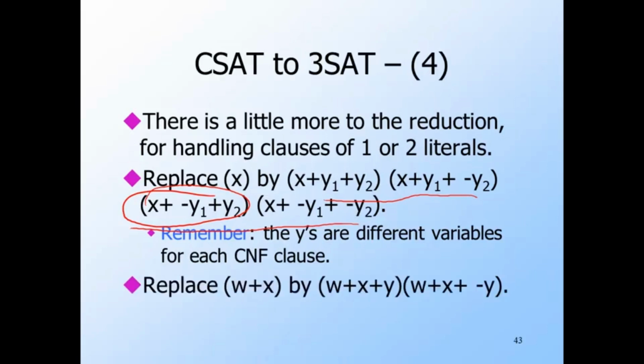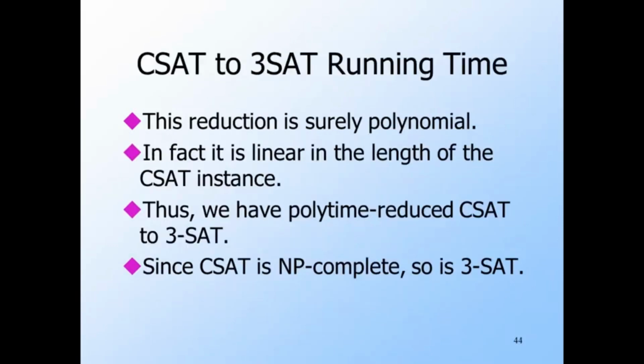And the final case is a clause with 2 literals, say w and x. For this clause, we introduce one new variable y and replace w plus x by 2 clauses, one with a non-negated y, the other with a negated y. The same argument as for the clause of a single literal applies here. If a truth assignment makes both w and x false, then one of the 2 new clauses will be false. But if the truth assignment makes at least one of w and x true, then both new clauses can be made true.